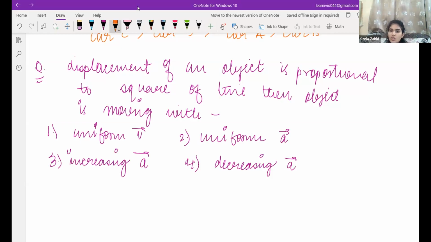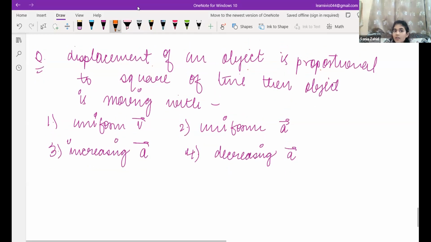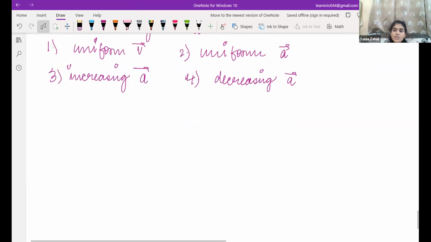Now look very carefully. What is the question given to you? Atheeb, please focus on the board. The question says displacement of an object is proportional to square of the time. Now look here. Can you tell me the formula that has displacement also and time also? What are the three equations of motion? V equals U plus AT.